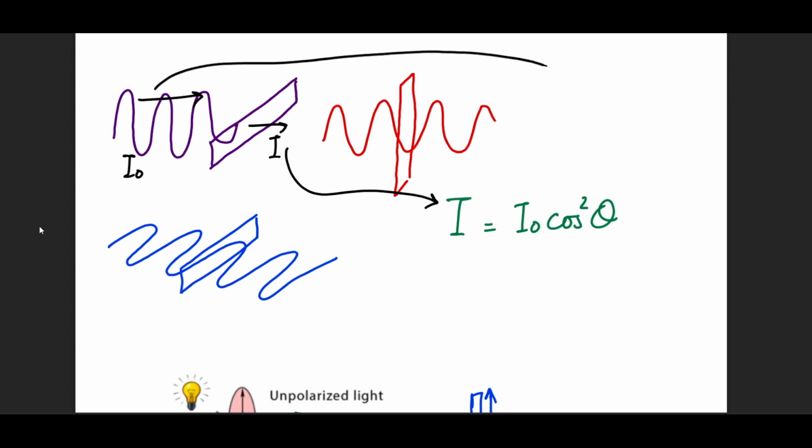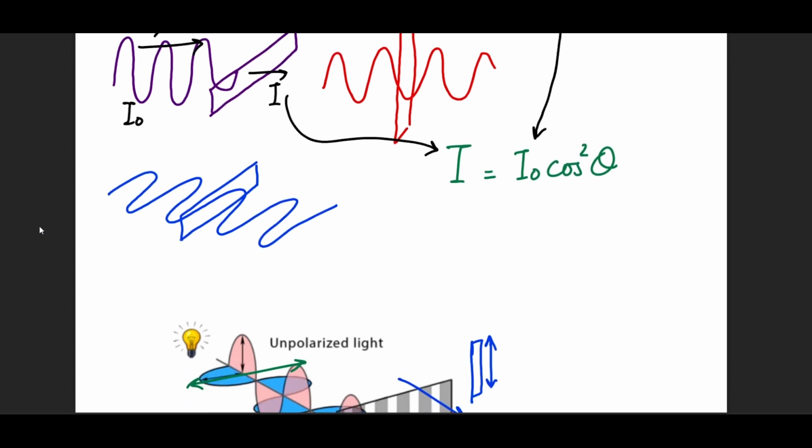So I naught is the introduced or original wave, unpolarized. This is unpolarized light, and this is the polarized one. How much intensity do you get after passing through the filter? The angle between the filter and the orientation of the wave will matter.